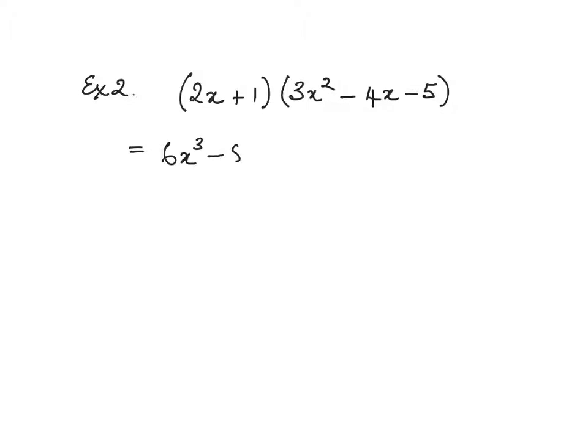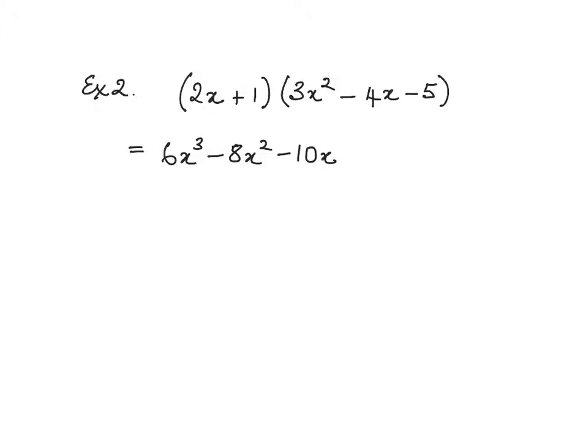A second example. This is quite difficult, and it's unlikely you would have to deal with a problem like this. Manageable, but just a bit more difficult than the last one. So 2x times 3x squared, that gives us 6x cubed. 2x times minus 4x is minus 8x squared. 2x times minus 5 is minus 10x.